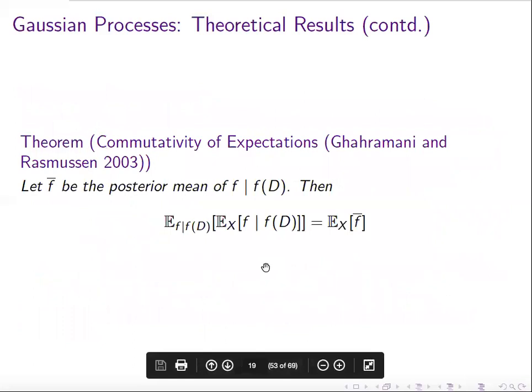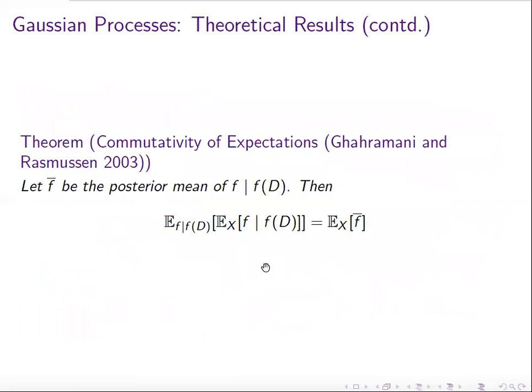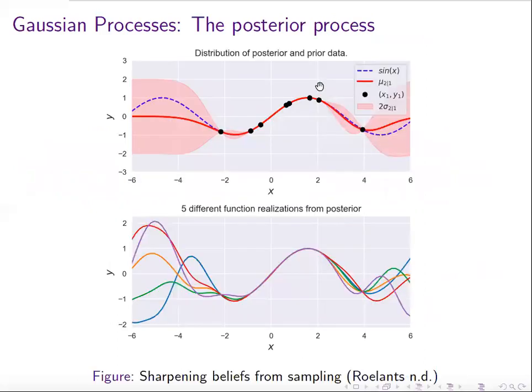Additionally, we have the theorem that says that expectations will commute. So if you want to find, on average, the value of functions over the Gaussian process, the integral here is the same as if you integrated the posterior mean on the random variable x. And what does this mean? Essentially, it means that we use our samples to sharpen our beliefs about what f is. So now we know that f always lives somewhere in this red region.